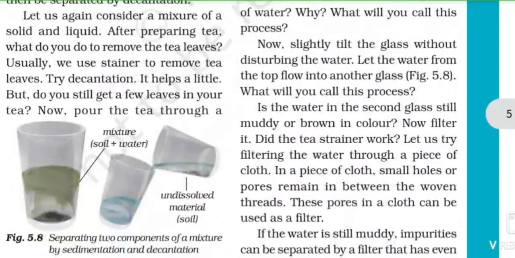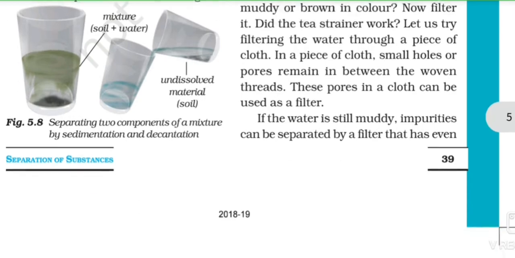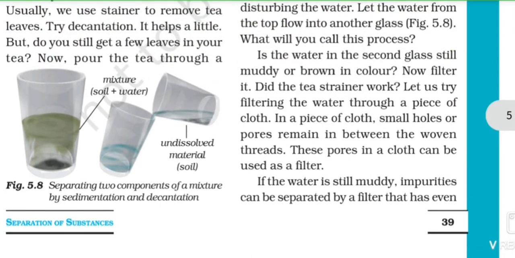See figure 5.8. Separating the two components of a mixture by sedimentation and decantation. Here muddy water, soil and water, is taken in one glass. Mix it together and keep it for a while, and afterwards you will find that the heavier particles, that is sand, will settle down at the bottom of the vessel. What you will do is take another vessel in which you will pour the muddy water from the top of the glass, without disturbing the sand particles which have settled down in the glass. So that process is called decantation.